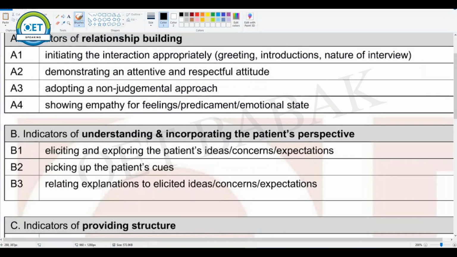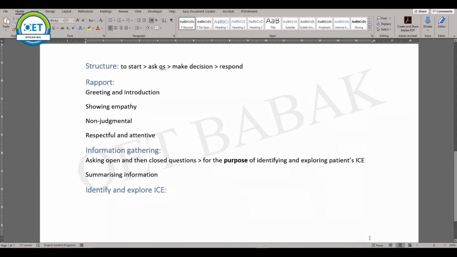You need to pick it up and then explore it. This cue tells you that there is one of these in the patient's mind: ideas, concerns, expectations. And then it requires you to explore it, to basically follow the lead, as you said. So basically, this is to explore ICE, pick up cues, and respond to ICE.